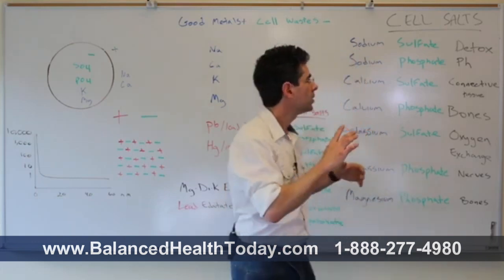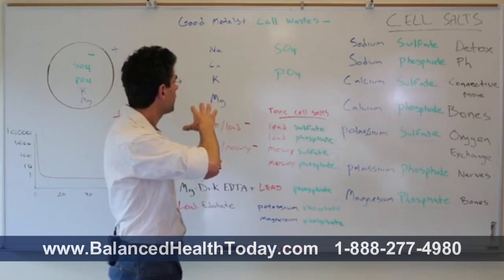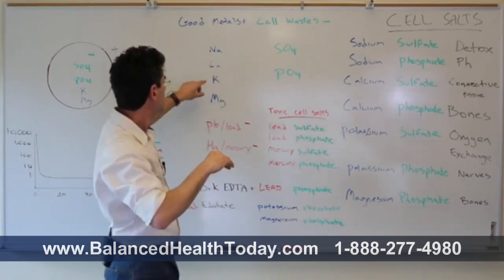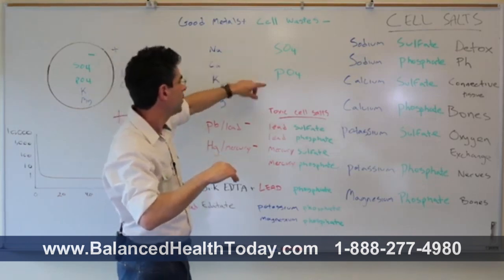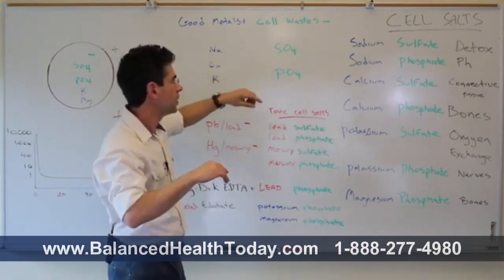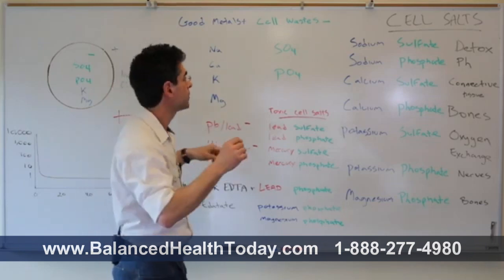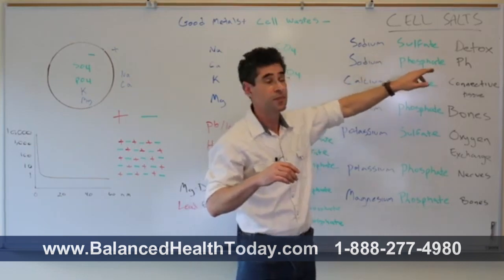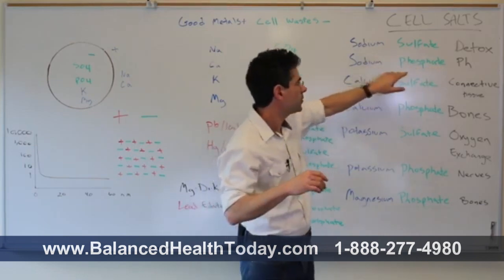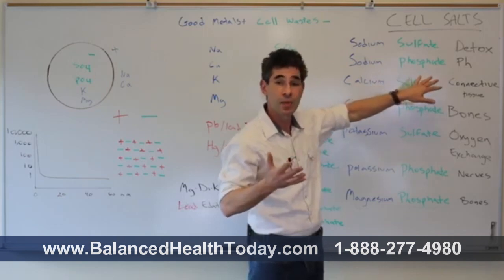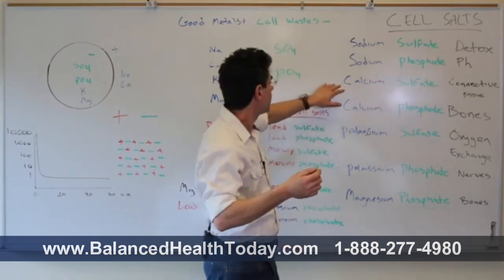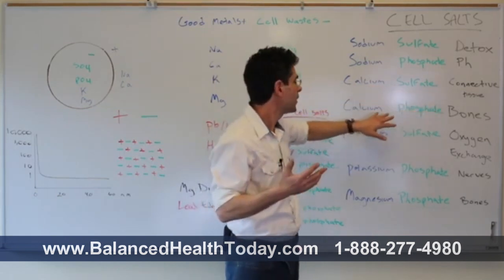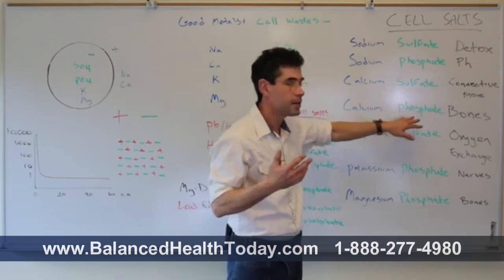Now, let's talk about the salts that can happen when we combine these things. Sodium, calcium, potassium, and magnesium can all combine with sulfate and phosphate. And according to Dr. Schussler's research, when sodium combines with sulfate, you get sodium sulfate, and that's good for detox. And sodium combining with phosphate yields sodium phosphate. That helps balance your pH. When calcium bonds to sulfate, that creates connective tissue. And when calcium bonds to phosphate, you get bones.